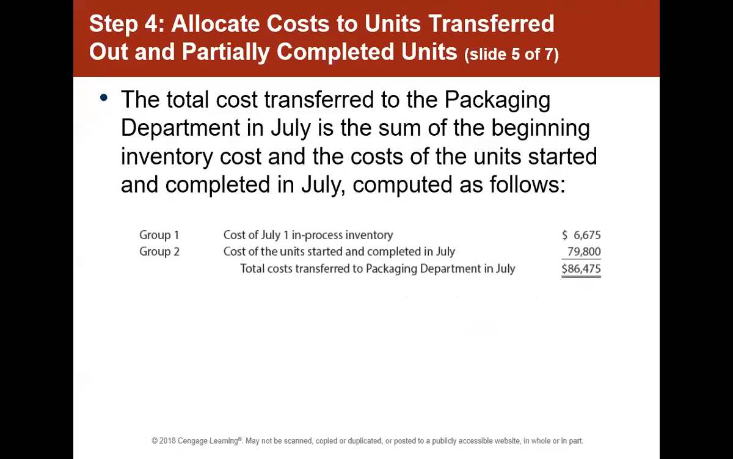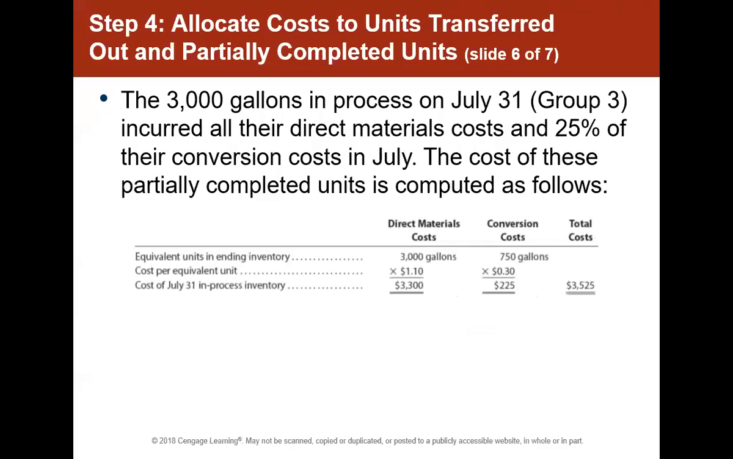Right now we have the cost of July 1 in process, the beginning work in process, and group 2, the started and completed. The only group left to assign cost to is ending inventory. Ending inventory was 3,000 gallons, 100% complete with materials, so 3,000 times $1.10. For conversion costs, we had 750 equivalent units times 30 cents. All total, there are $3,525 in costs in ending inventory.